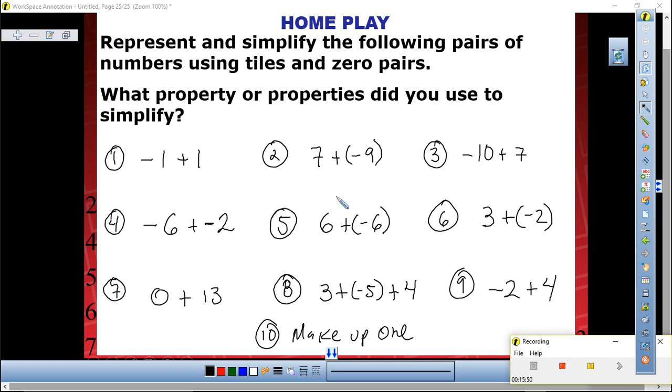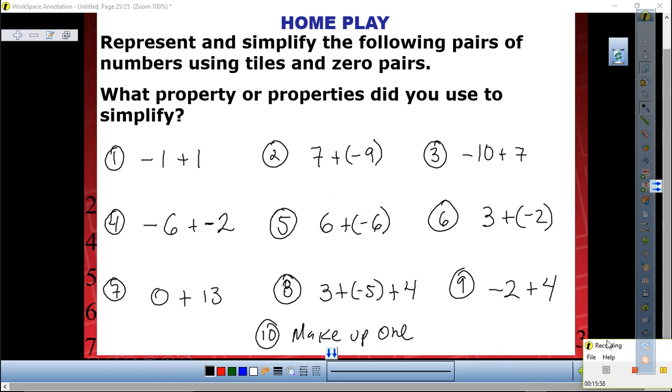All right, home plate is up on the screen. Go ahead and copy that. And it reads, represent and simplify the following pairs of numbers using tiles and zero pairs. What property or properties did you use to simplify? So here I just want to make sure you get practice in identifying the property or properties used. 1 through 10, copy that.